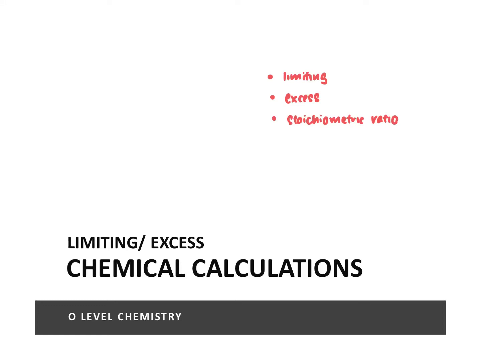Now in the last video, we looked at how we can apply the 3C approach to solving chemical calculation questions. In this particular video, we are going to look at a specific type of chemical calculation question known as limiting excess questions. Before we even go into that, we need to clarify three terms. The three new terms are limiting, excess, and stoichiometric ratio.